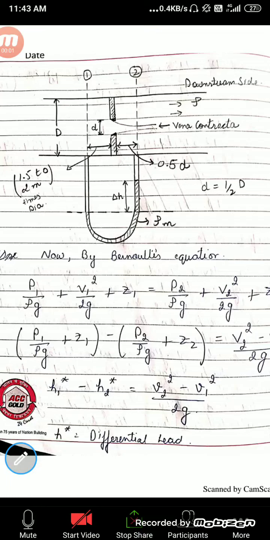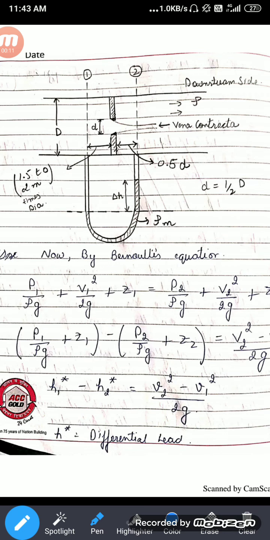Hello everyone. So last time we started the applications of Bernoulli's equation, in which we discussed first of all the Venturi meter. Today we are going to discuss the orifice meter.